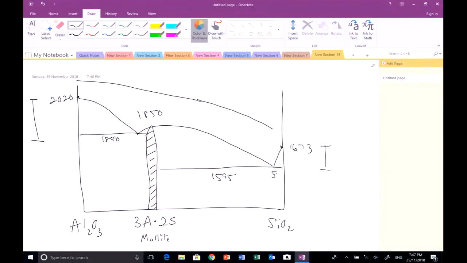Okay? We can see that if we are on the silica-rich side of the phase diagram, the initial temperature of liquid formation is what? What's the initial temperature of initial liquid formation? 1595. Come on, I wrote it for you. If I'm on the alumina-rich side of the phase diagram, what's the temperature of onset of liquid formation? 1840. That's a big difference.